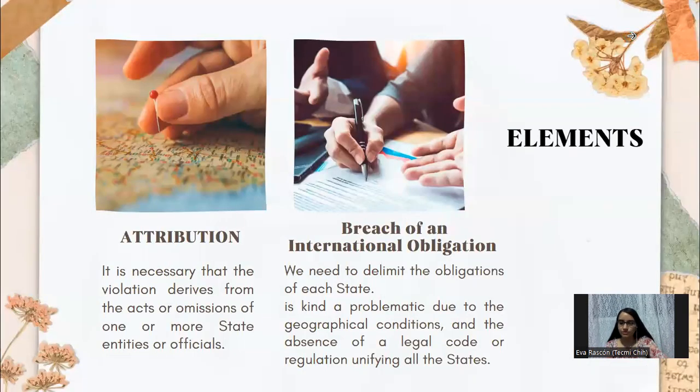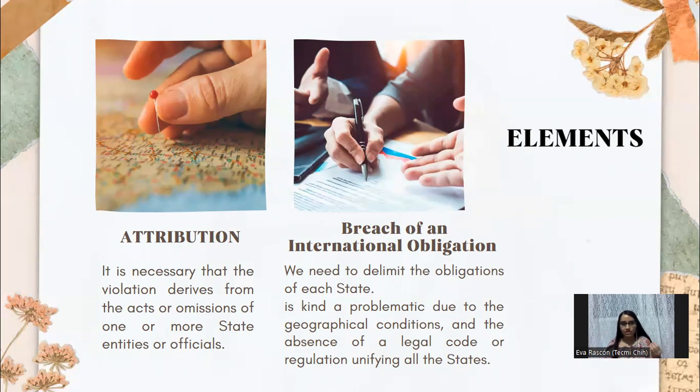And finally, we must analyze the two elements of international responsibility. The first is attribution. It is necessary that the violation derives from the acts or omissions of one or more state entities or officials. Also, for breaches committed by an individual, there must be a causal link between the act committed by a state entity and the harm caused. And the second one is breach of an international obligation.